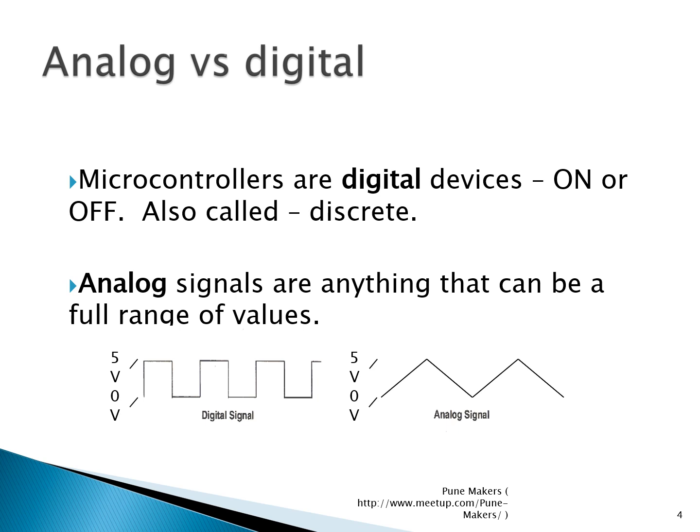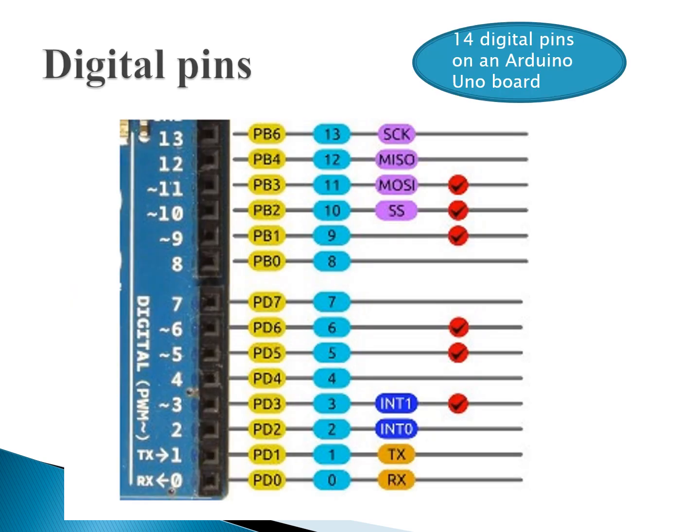Analog versus digital. Microcontrollers or digital devices are on or off, also called discrete. Analog signals are anything that can take the full range of values. These are the digital pins on an Arduino UNO board.